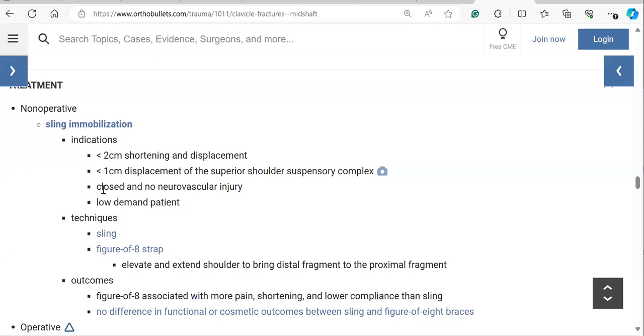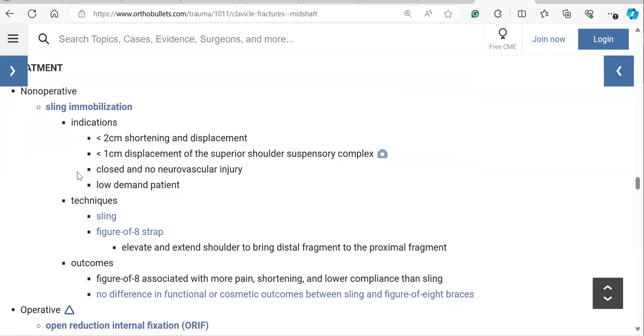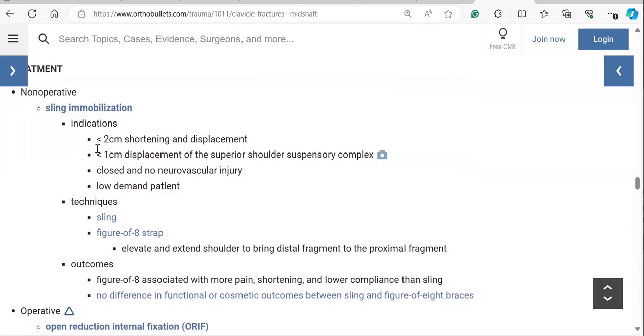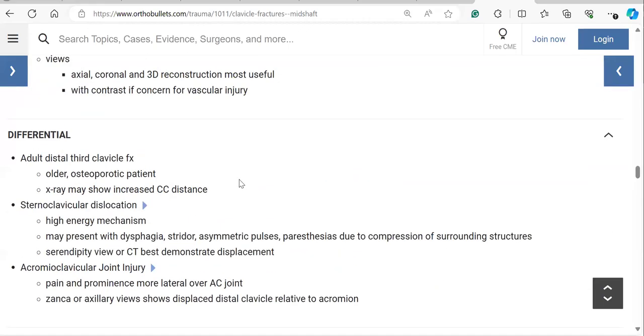Treatment. So treatment for clavicle fracture is important. It comes in exam. Most of the time it is just a sling. The indication of sling is if there is less than 2 centimeter shortening and displacement. If the displacement of the two fractured bones is less than 2 centimeter, and it's a closed wound, so it's not an open wound, no neurovascular injury, for them sling is all that you need to do.